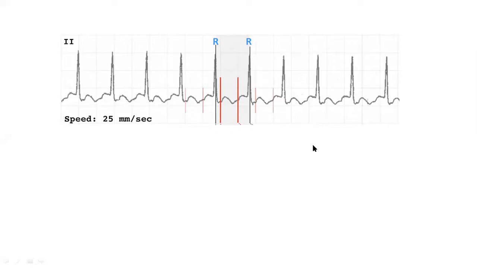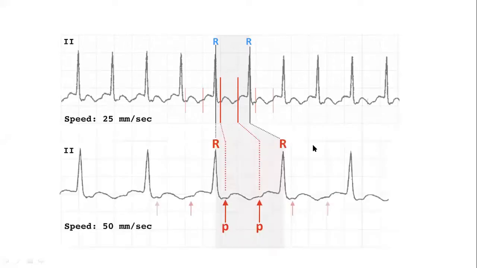Now if you make this run at a 50 speed, then you see this ECG is running at 50 millimeter per second, and this first complex is the same one. The next one is almost double. The distance is doubled in speed. Now you can see there are some merged P waves here.